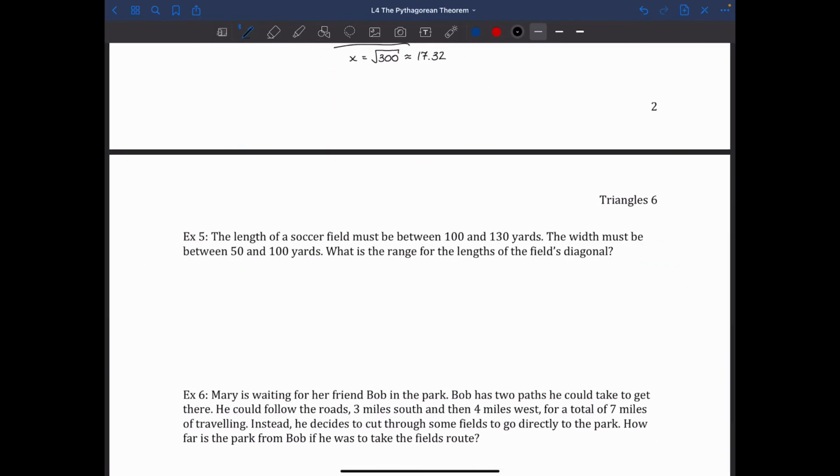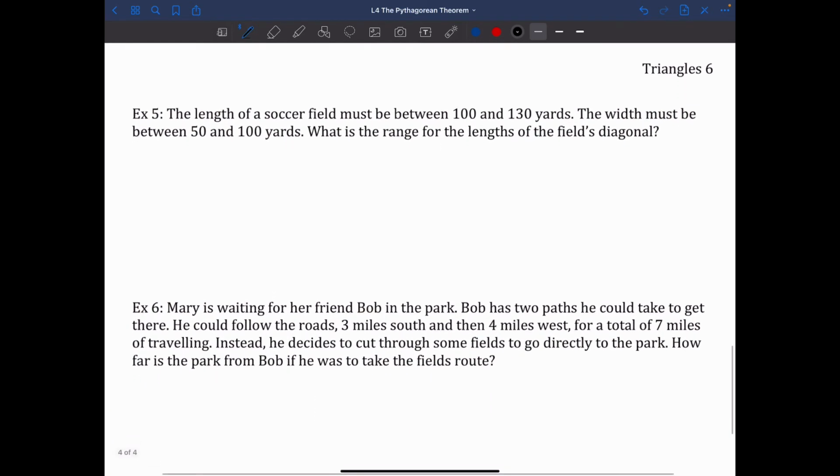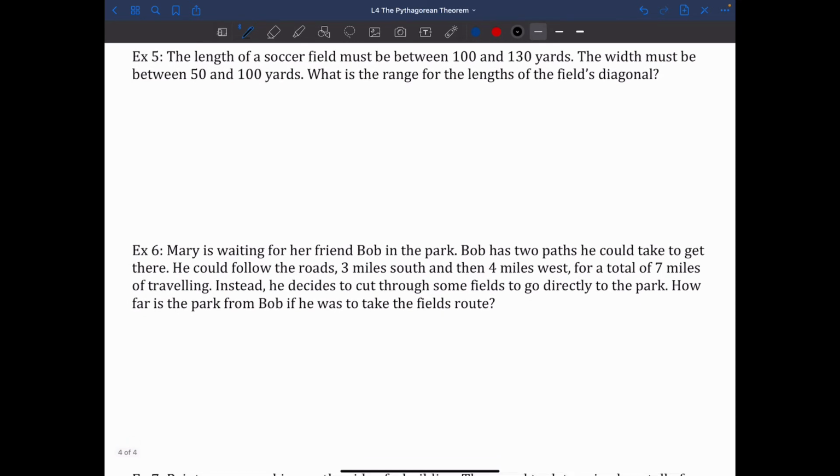All right, so we got a couple of word problems here. What I'm going to do is we're going to talk through a couple of these together, and I'm going to leave the other ones for you to try on your own and check on the notes that I'm going to upload a little bit later, just so I don't end up talking to you for 45 and a half minutes.